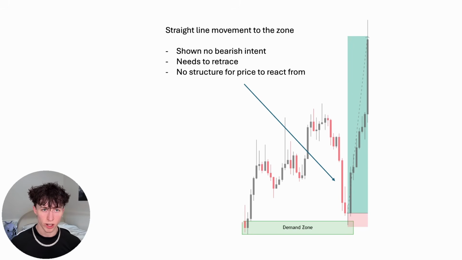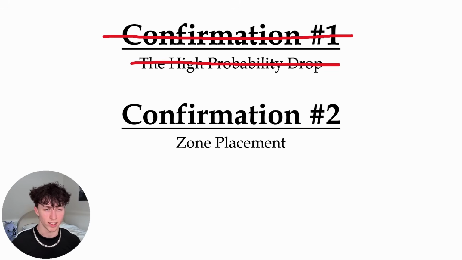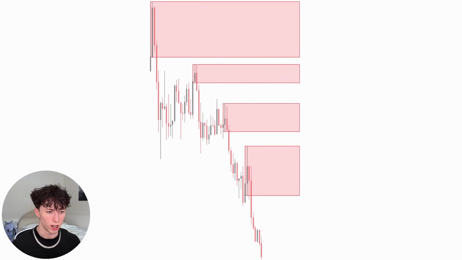Now our second confirmation is zone placement, and this is where I see a lot of supply and demand traders make mistakes. They'll see 4 or 5 zones on a chart, they'll mark out every single one, and as price enters each one, they'll just take their entries. The problem is not all zones are equal. Some zones are much more probable to win than other ones.